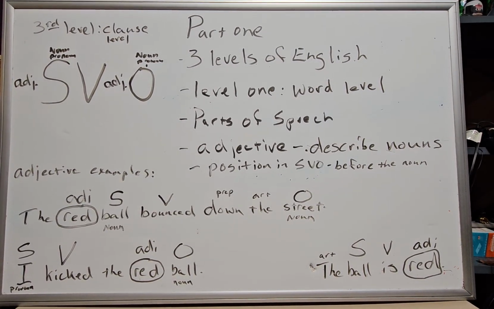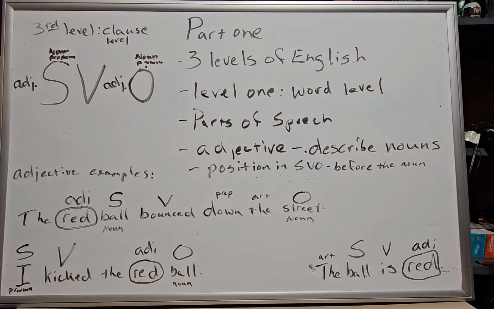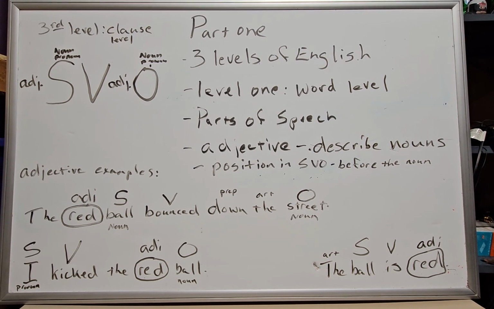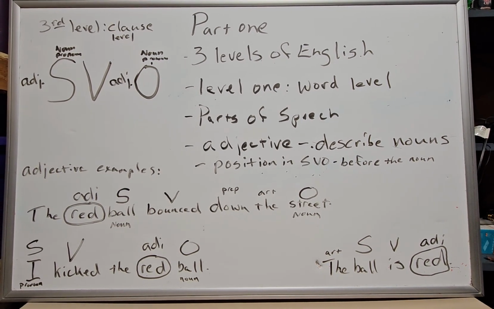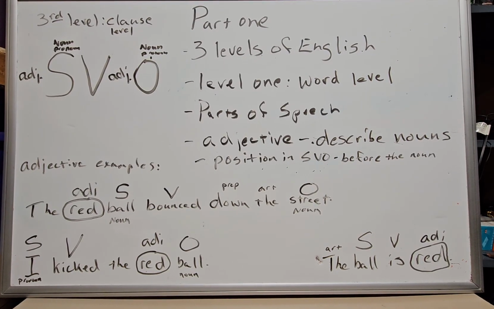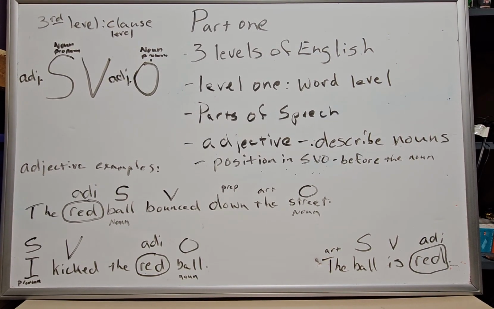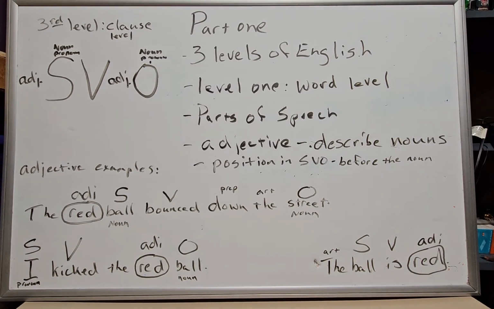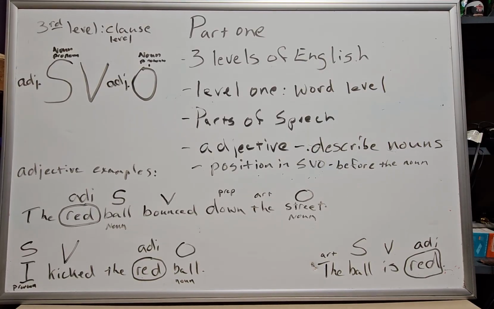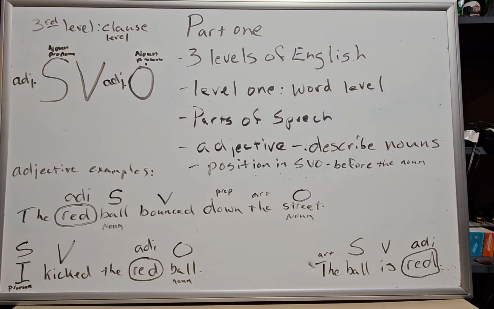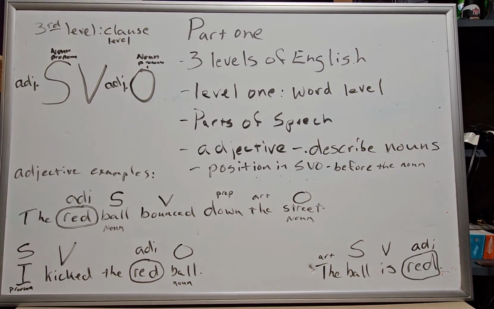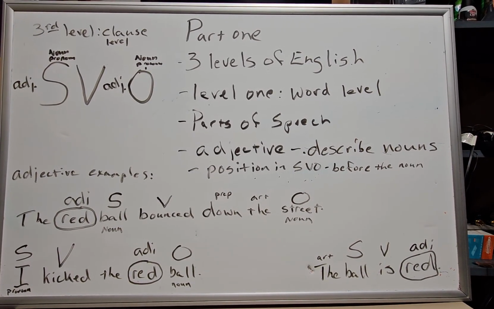We continue with part 1, three levels of English. Level 1, word level. Parts of speech. Adjective. The function of the adjective is to describe nouns. The position in our SVO pattern is before the noun.